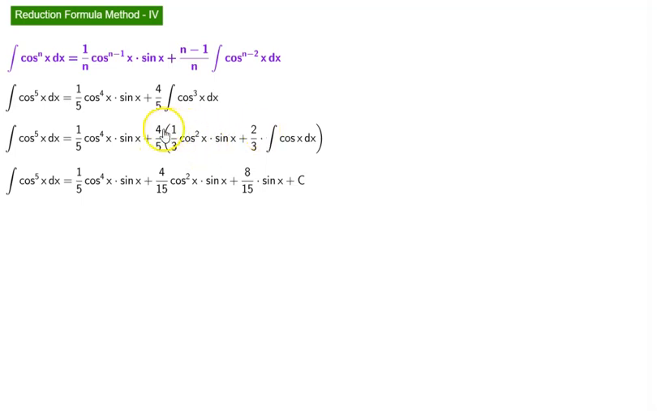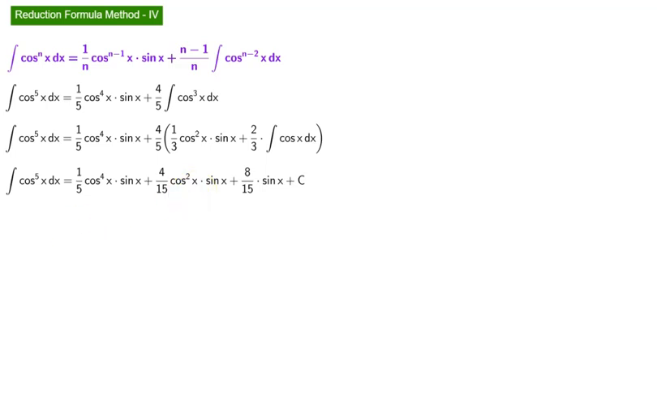This expression, let's open up the bracket. We get 1 by 5 cos to the power of 4x times sin x plus 4 by 15 cos square x sin x plus 4 twos, 8 by 5 threes, 15 times sin x plus c. So that is the integral of cos to the power of 5x dx.